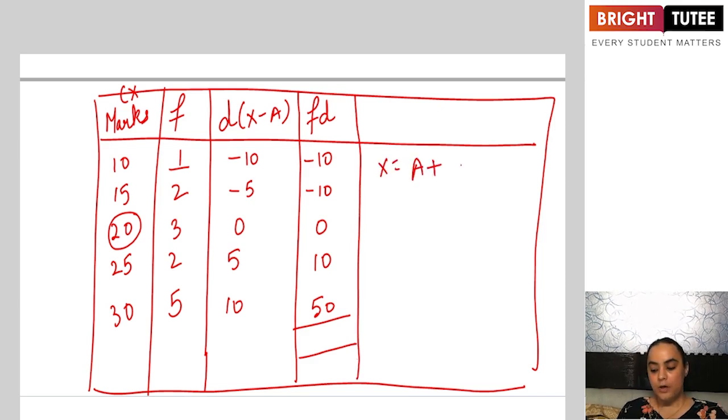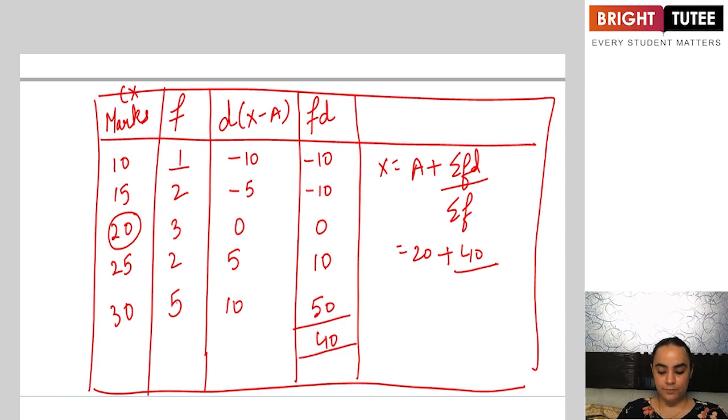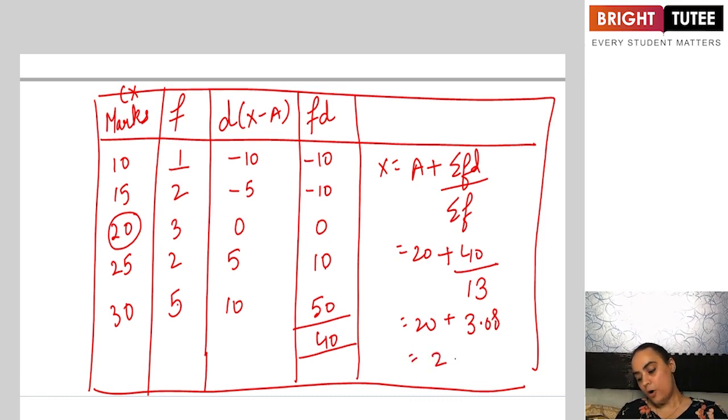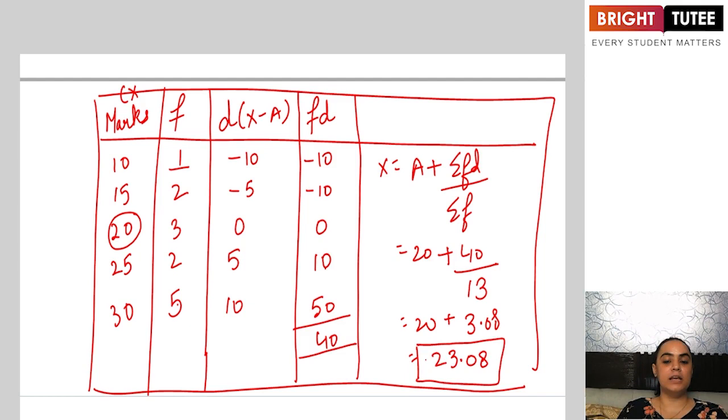My formula was A plus the sum of FD upon the sum of F. Assumed mean was 20. Let me calculate the sum of FD. 50, 60 minus 20 is 40. So this is 40. Upon the sum of F, 5, 6, 7, 8, 9, 10, 11, 12 and 13. So if I calculate this number, it is going to be somewhere 0.8. So my mean or my average marks according to the assumed mean method comes out to be 23.08. So this is the formula and the method of calculating the assumed mean.